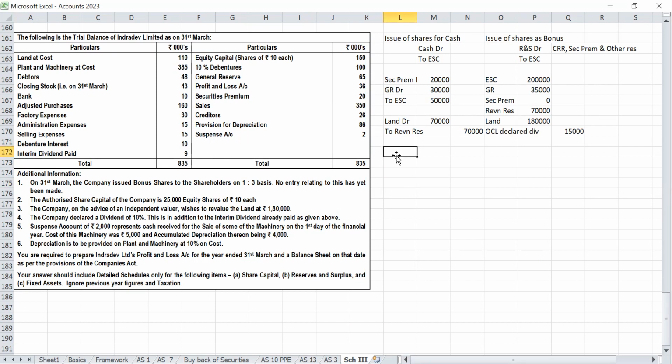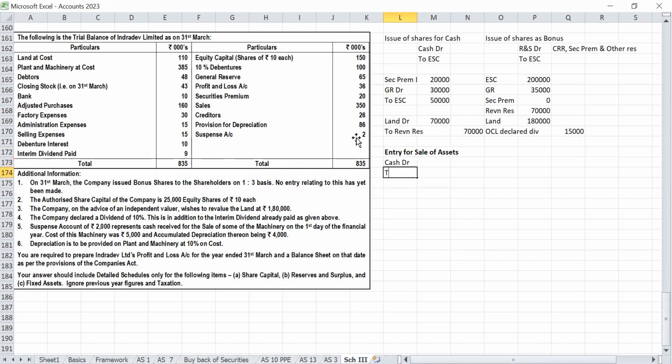Then, suspense account of rupees 2,000 represents cash received for the sale of some of the machinery on the first day of the financial year. Cost of the machinery was 5,000 and accumulated depreciation thereon being 4,000. So suspense account 2,000 is nothing but cash received. Okay, so what is the entry for sale of assets?